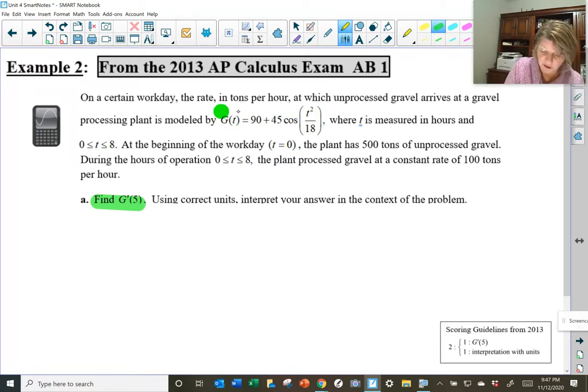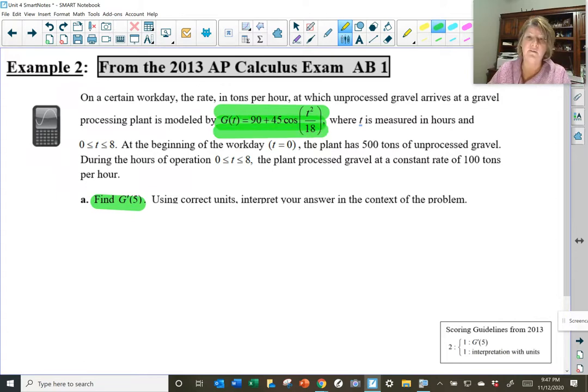Now, G, I want to go find the G function. I found it. What was the G function? Well, one thing I noticed when I was reading is it said the rate in tons per hour at which unprocessed gravel arrives at the plant is this G of T. You would swear that this G of T is not a derivative, but yet they told me it is a rate. They just did not identify it as G prime of T, which is fine.